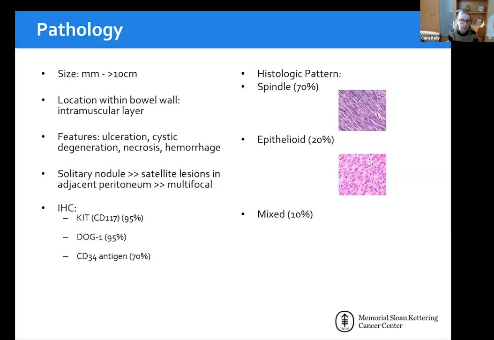And these can be spindle cell in the majority, 70% of GIST, epithelioid in 20%, and then a mixed pattern in about 10%. And then a pathologist will also use certain markers that they use to stain the material that may show, and their positivity or negativity then can help to confirm the diagnosis. So commonly we will see c-KIT being positive, DOG1, and CD34.